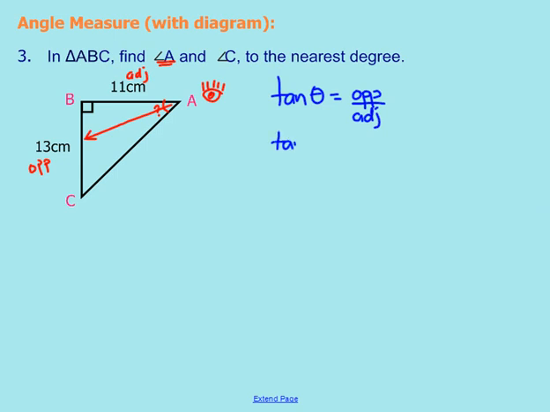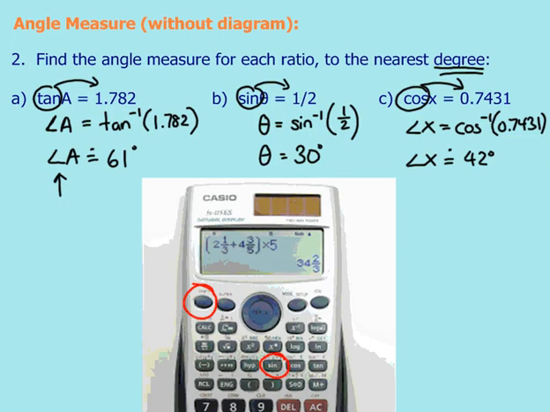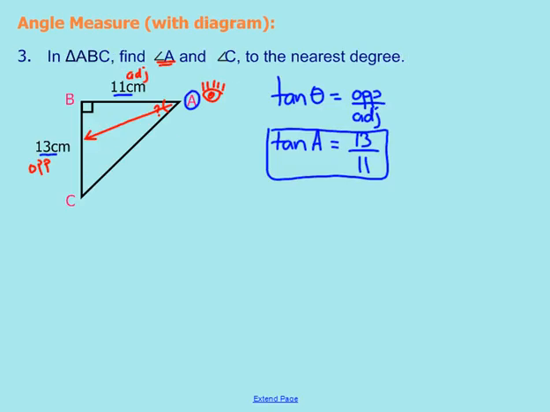So tan theta in this case is your A. Opposite is 13. Your adjacent is 11. And all of a sudden, this step right here looks very similar to one that we just did, these guys over here. So what I'm going to have to do is the opposite. Remember, bringing the tan over to the other side. All right, so let's do that. Okay, I'm going to bring tan over to the other side.